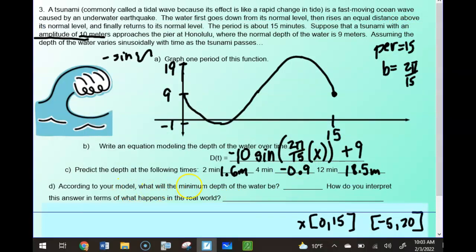Okay. According to your model, what will the minimum depth be? -1. How would you interpret this in terms of real world? I usually just say like the water would recede or go back. Do you know what I'm saying? Like you'd see, I don't know if that's how you spell it. How do you spell recede? E-D-E? Yeah, I was gonna say, I don't think that's right.